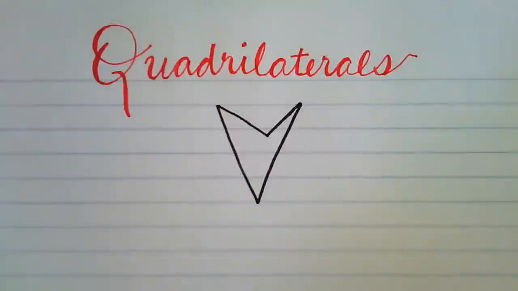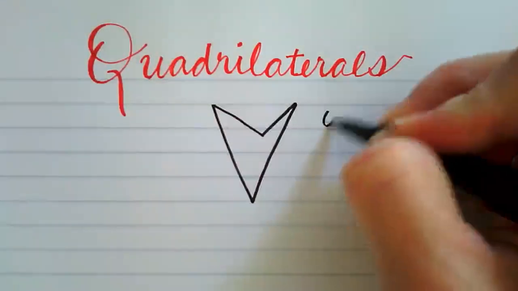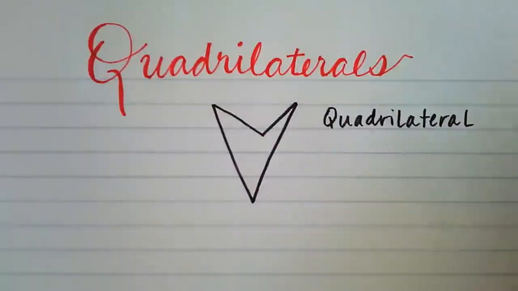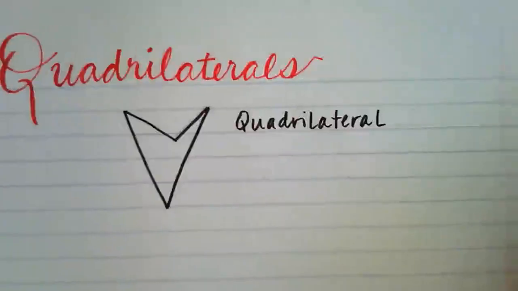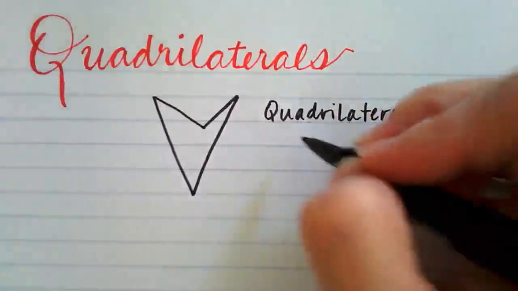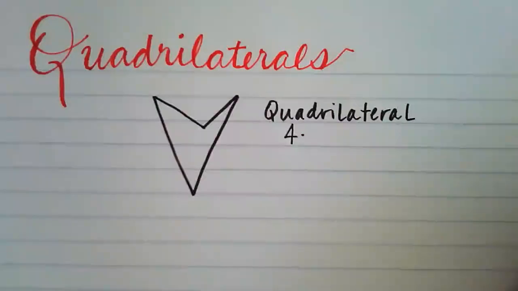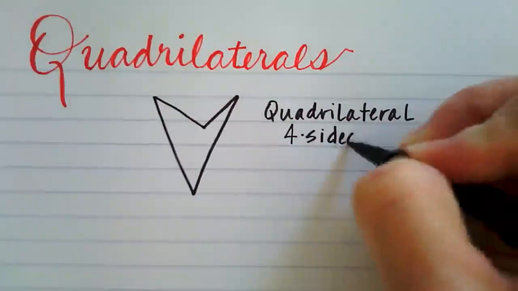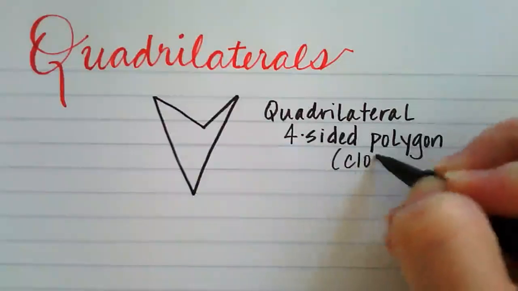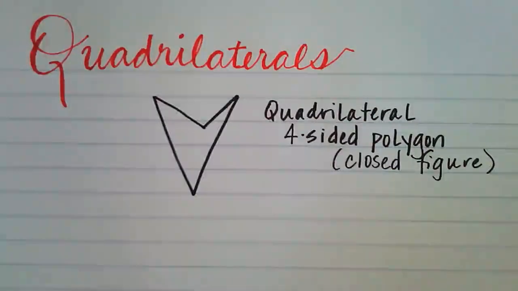All right, quadrilateral by definition is just a four-sided figure. So this right here is a basic quadrilateral, and that is a four-sided polygon. And a polygon is a figure that is closed, so there's no way to get inside of it. And the sides are segments. They're not curves. So this is a four-sided polygon, which means closed figure. All right, so anything that has four sides is called a quadrilateral.